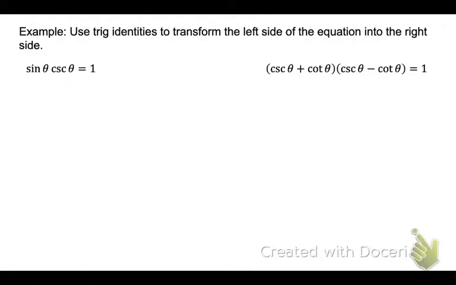So use trig identities to transform the left side of the equation into the right side of the equation. Now, these are called trig identities. You're going to be proving. You're going to go left to right. Sometimes you'll go right to left, but today I think it says left to right.